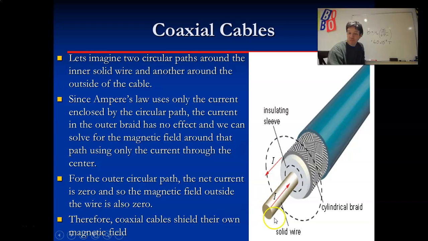But if you were to apply Ampere's law outside that entire wire, remember you have to take the sum of the current going inside of your path. Now current is a vector, so taking the sum of those two currents, which are identical in magnitude but opposite in direction, the sum will be 0. So in this case, a coaxial cable does not have a magnetic field strength occurring outside of the wire. Okay, now that's pretty cool.